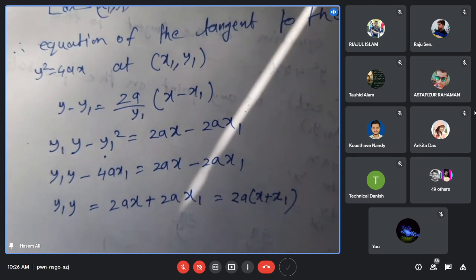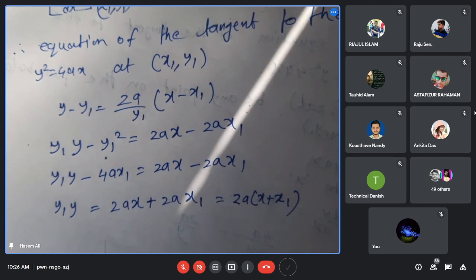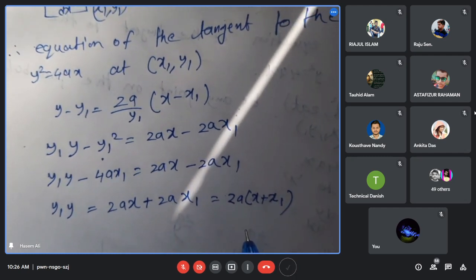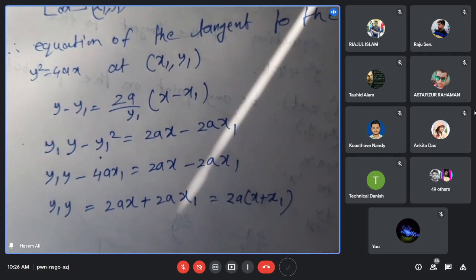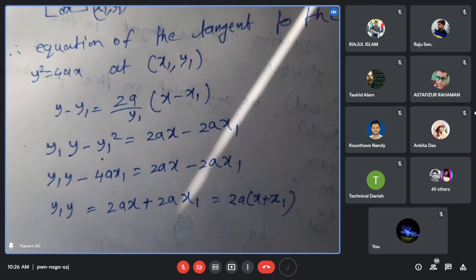That is, 2a into x plus x1. This is the general form: y1 y equals to 2a into x plus x1.